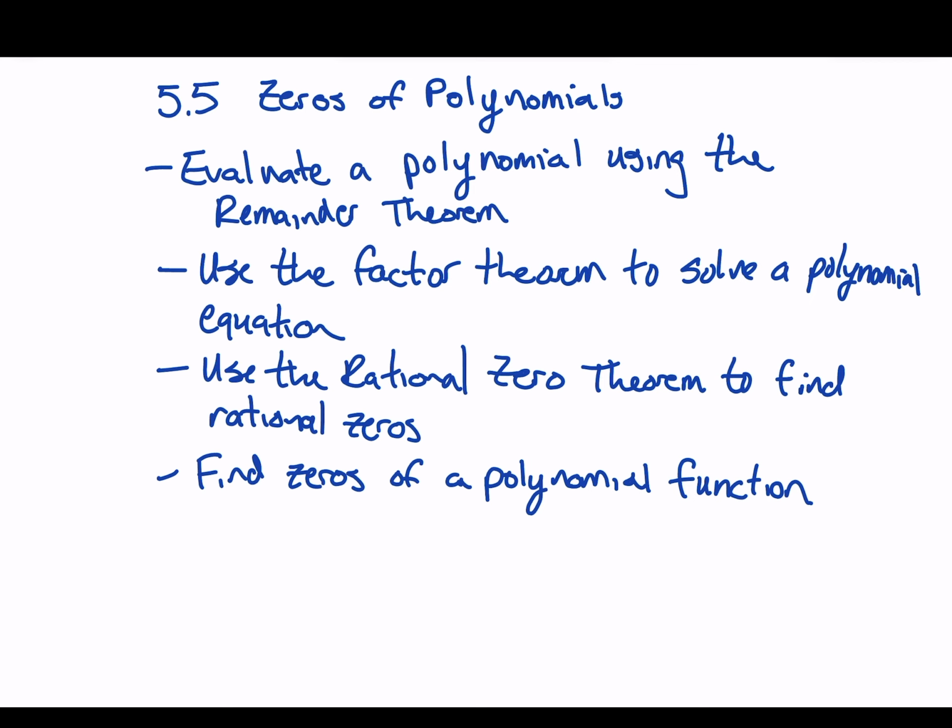In this lesson, we will be discussing section 5.5, Zeros of Polynomials. In this section, we will evaluate a polynomial using the remainder theorem. We will use the factor theorem to solve a polynomial equation. We will use the rational zero theorem to find rational zeros, and we will find the zeros of polynomial functions. Let's jump right in and get started.